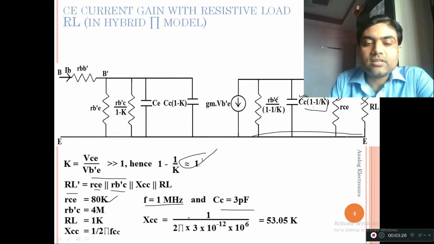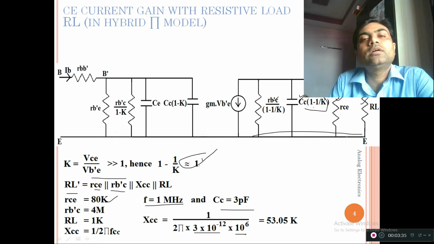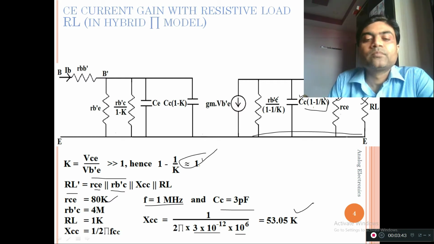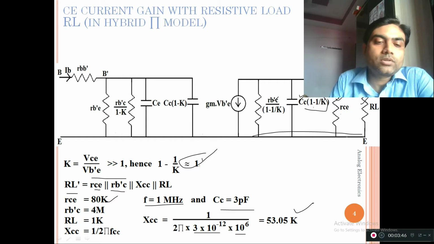So for XCC, we put in 1 upon 2 pi, the value of the capacitance and the value of the frequency in hertz. 1 megahertz can be written as 10 to the power 6 hertz, and 3 picofarad can be written as 3 into 10 to the power minus 12 farad. So this comes out to 53.05 kilo ohms. This 53.05 kilo ohms is the value of XCC.